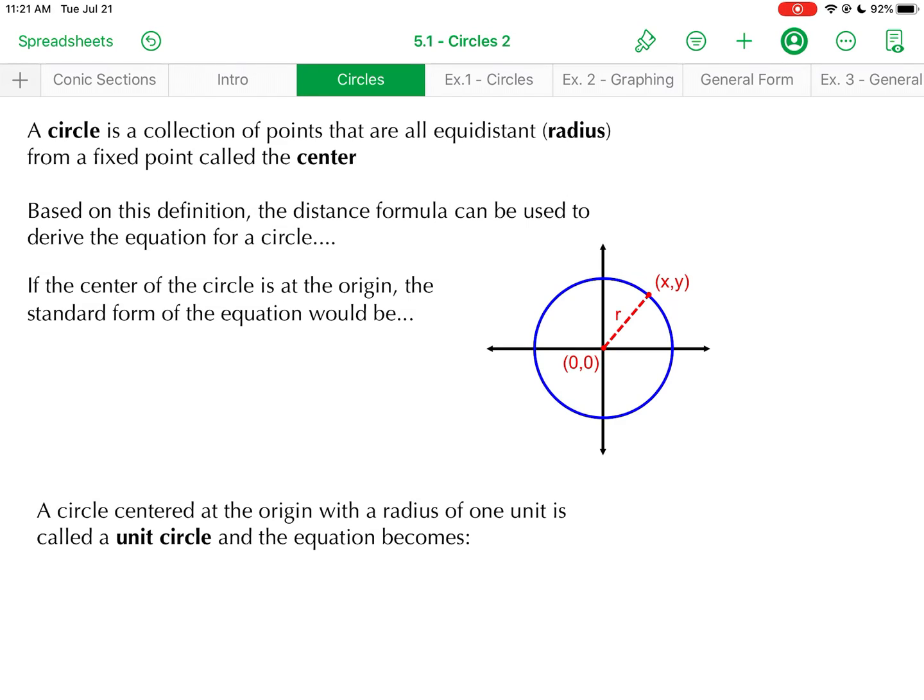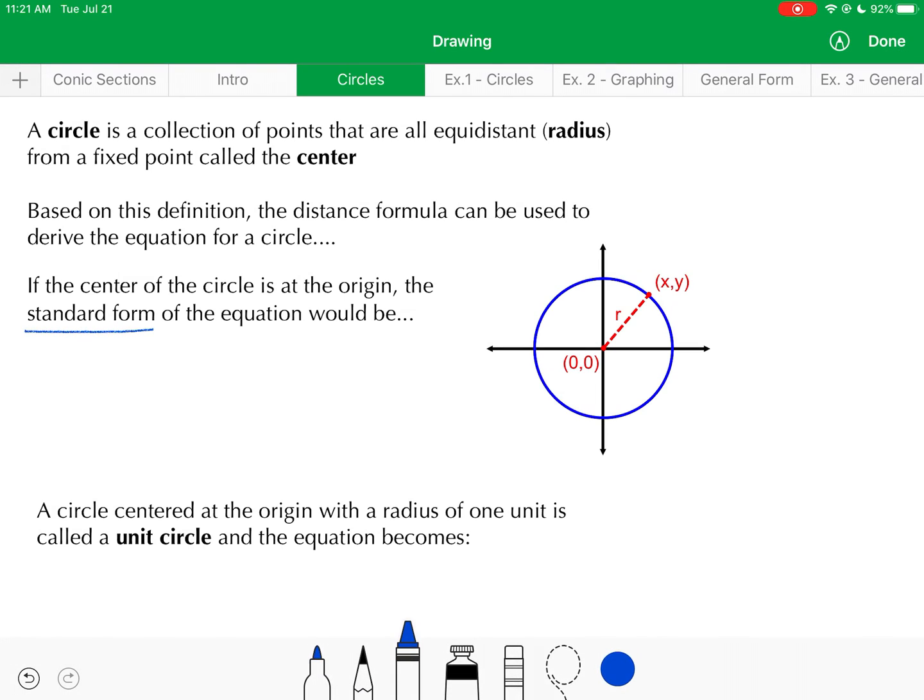So I'm first going to do that for a circle that's centered at the origin. Okay, look at the picture here. We've got the center at 0, 0, and we have just this random point with coordinates x, y that's actually on the circle. And then, of course, the distance between those 2 points is labeled as r here. So the standard form of the equation for this circle could simply be thought of as r equals, so your distance equals, the square root of x minus 0 squared plus y minus 0 squared.